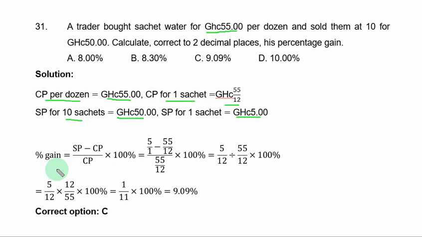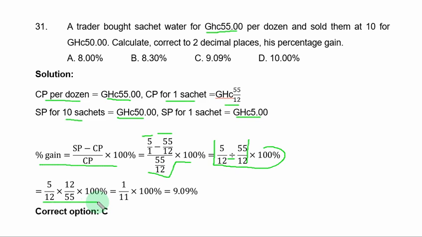For percentage gain, this is the formula you use. So the selling price 5 over 1, minus cost price 55 over 12, over cost price 55 over 12, times 100%. If you simplify the numerator, you have 5 over 12 divided by the denominator times 100%. Anytime you are dividing fractions, the division sign changes to multiplication and you have to invert this fraction. So you have these results.